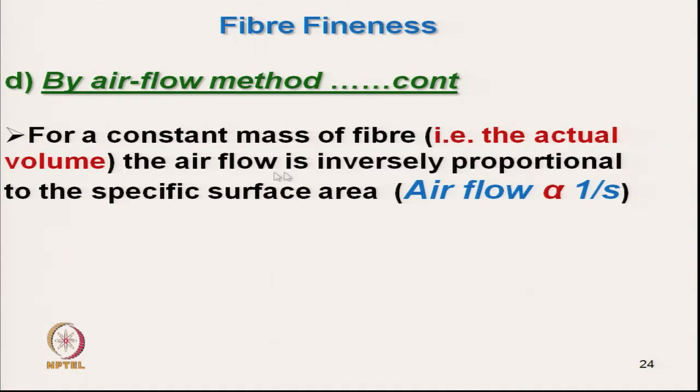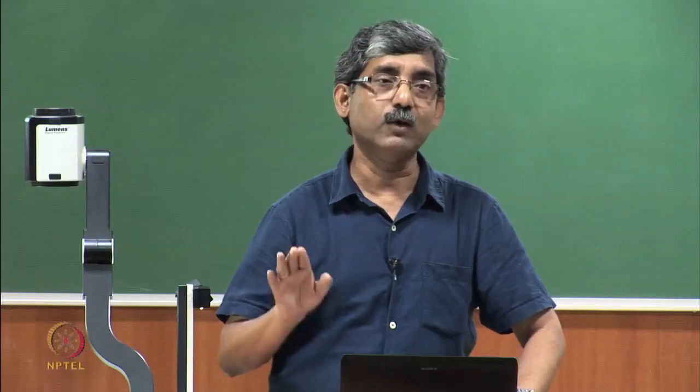For a constant mass of fiber, that is the actual volume. So, total mass is proportional to the volume, for the same density. So, for a constant mass of fiber, the air flow is inversely proportional to the specific surface area, that we have seen already. So, air flow is inversely proportional to the specific surface area, meaning the total surface area per unit mass or per unit volume.